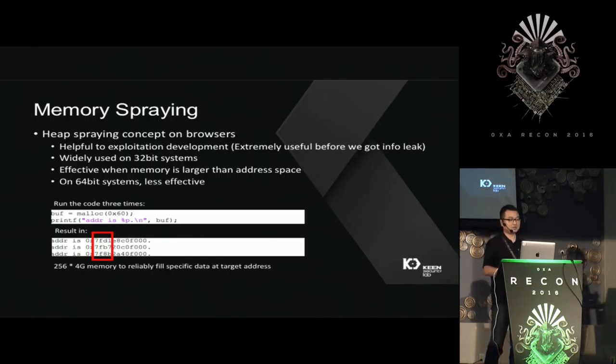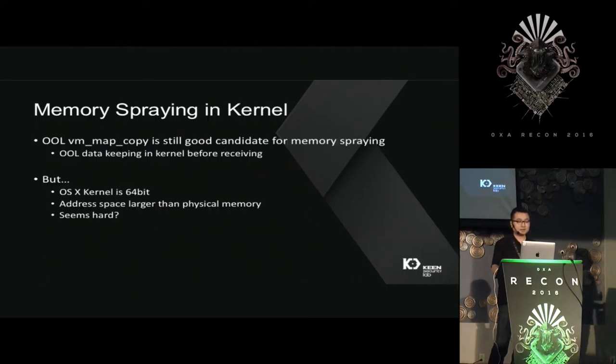This is because if you try to malloc some memory a lot of times, you can see that on macOS the fifth byte is always different and relatively random, so you need 256 multiplied by 4 gigabytes to have a reliable heap spraying, which is not likely in the current situation.